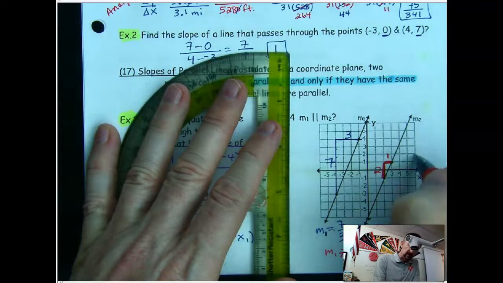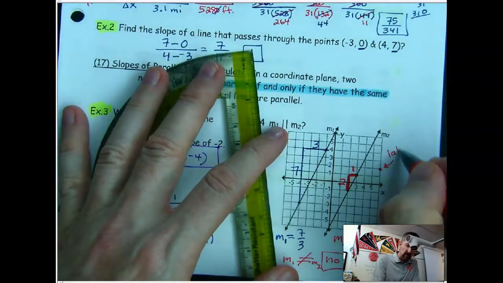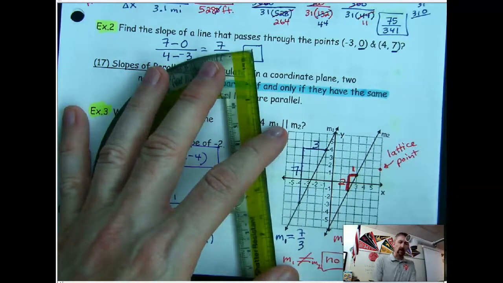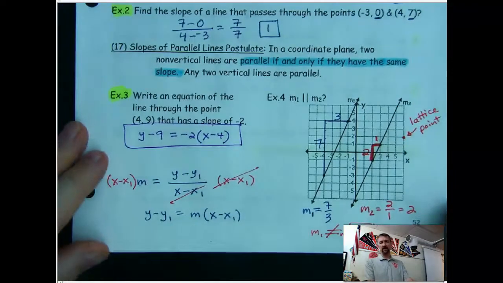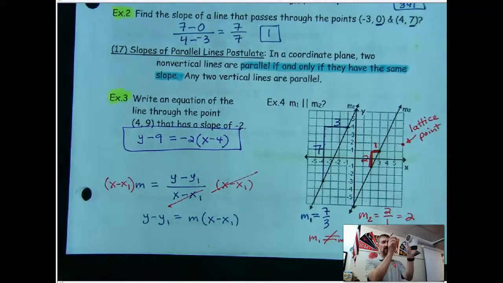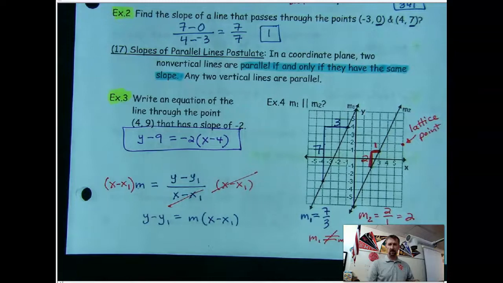All right, just a future reference to you. When these little dotted lines cross on the grid, those points are called lattice points. You've seen a lattice before, probably on the side of a building, a wooden one, and sometimes vines or flowers grow up it, or something like that.